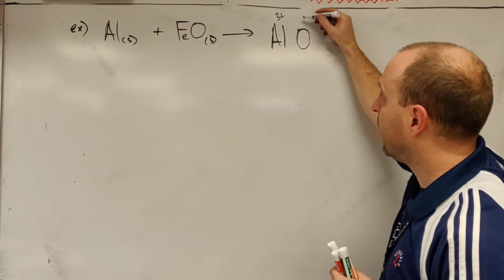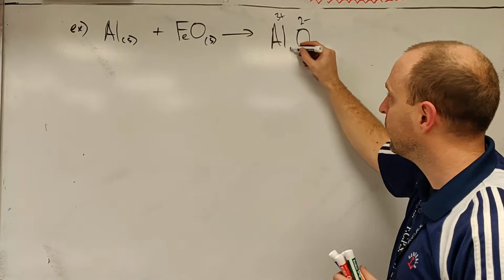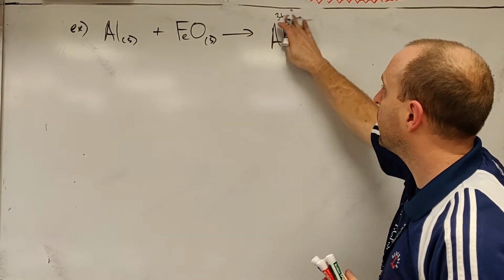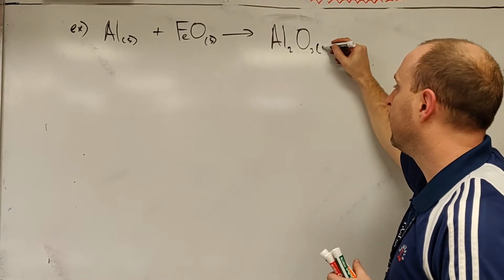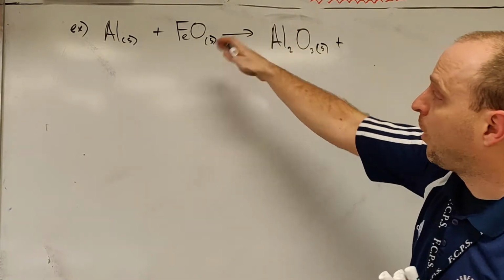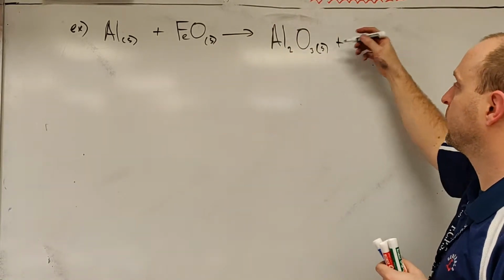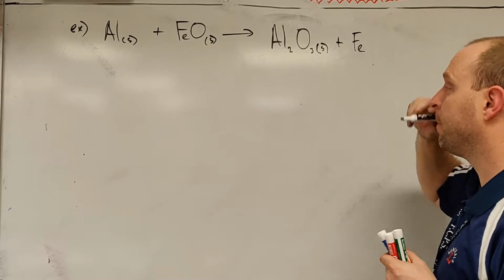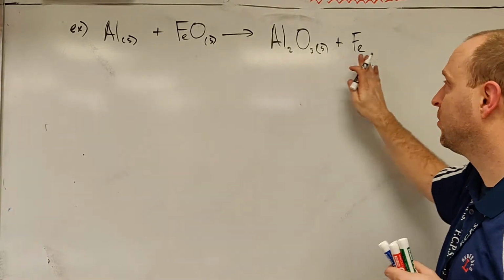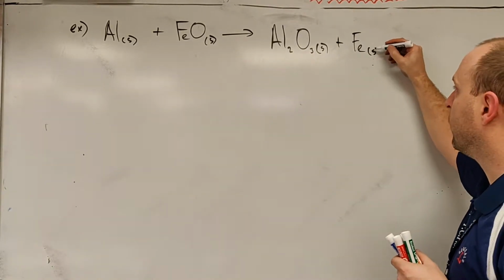Aluminum is a 3+, oxygen's a 2-, crisscross and reduce. There's a 2 there, and there's a 3 there, right? It's a solid. You're making solid aluminum oxide. And then our other product has to be whatever's left over, which in this case is the iron, right? So you're taking rust and turning it into elemental iron, which is pretty cool, all right?